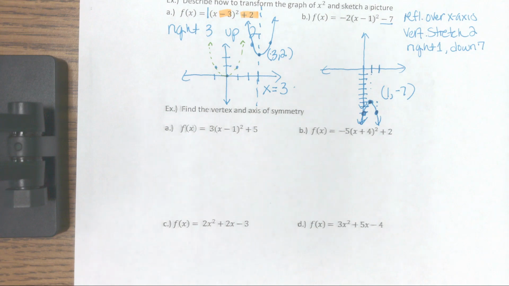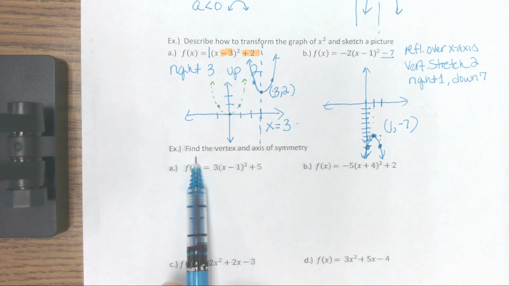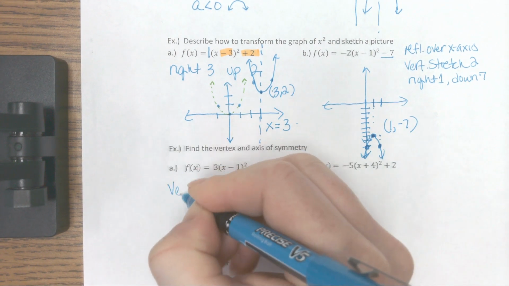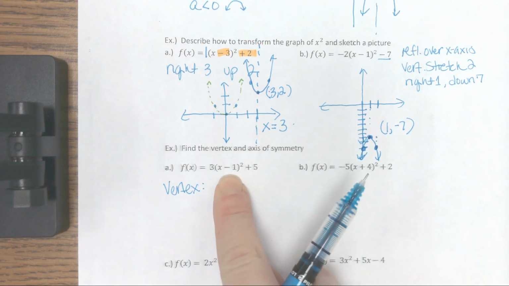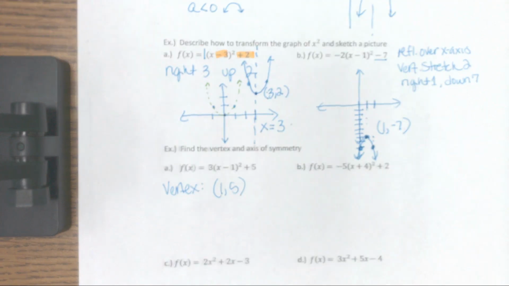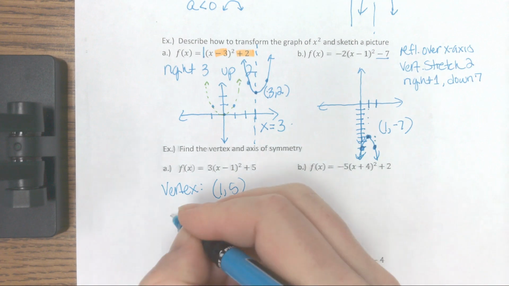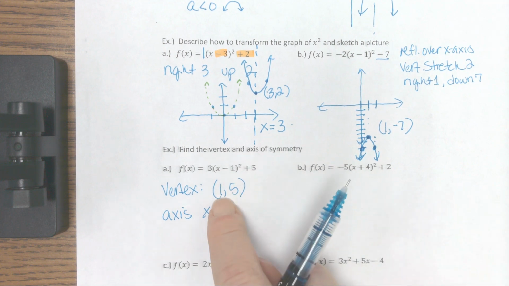Okay. So what if something's in vertex form? Super easy to spot the vertex. That's the best case scenario. We don't have to do any work. Just be really careful. X is a liar. I ask for the vertex and axis of symmetry. The vertex is 1, 5. That's it. The axis of symmetry would just be the vertical line that goes through the vertex. So x equals 1.